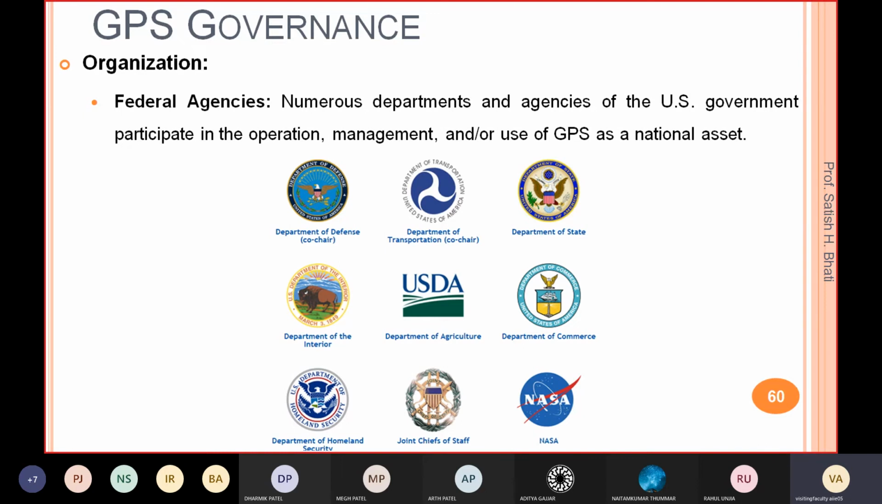And then we can include the federal agency, so numerous departments and agencies of the US government participate in the operation, management, and use of GPS as a national asset, right? So you can see some government agencies, like the Department of Defense, the Department of Transportation, Department of State, Department of Commerce, Department of Agriculture, Department of Interior, Department of Homeland Security, Joint Chiefs of Staff, then NASA, right? So these are some examples. Apart from these, numerous departments are involved.